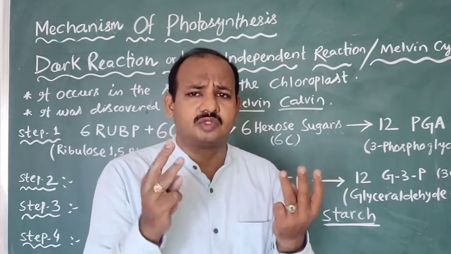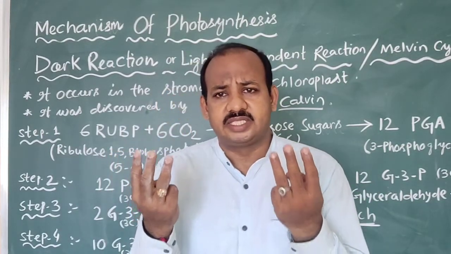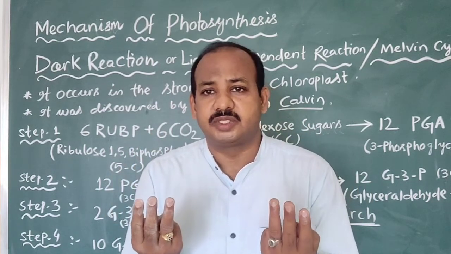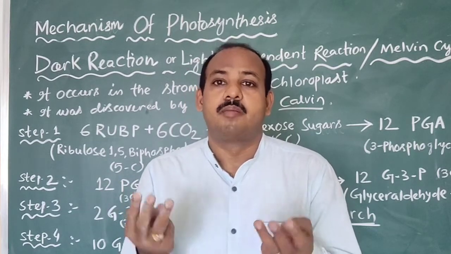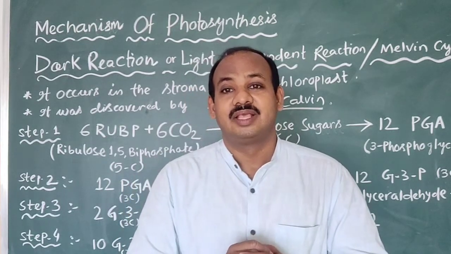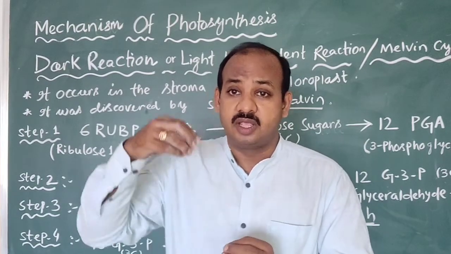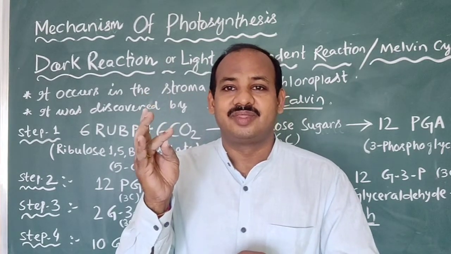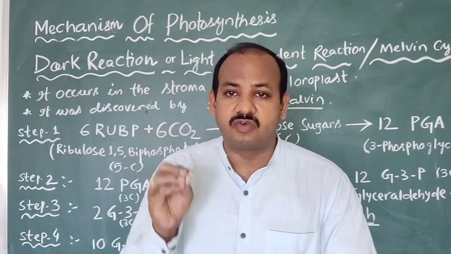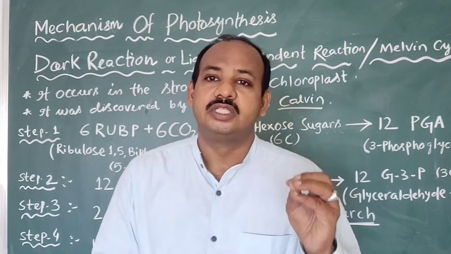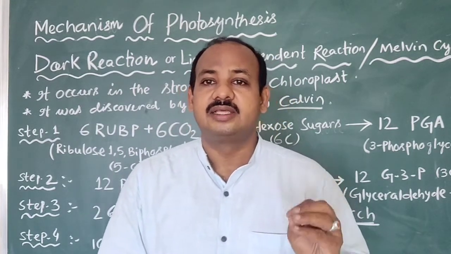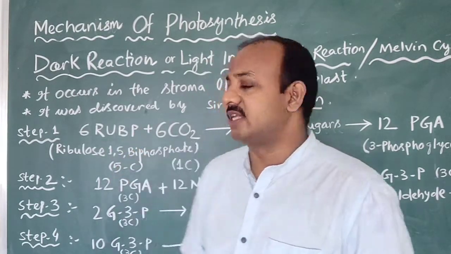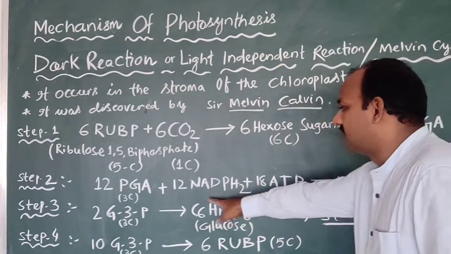So both are 3 carbon compounds, PGA and G3P, glyceraldehyde 3-phosphate, and they are isomers. But for this conversion, the energy, the assimilatory powers which were produced during the light reactions, that is NADPH2 and ATP, are now utilized for the conversion of PGA into G3P. So 12 molecules of PGA will produce 12 molecules of glyceraldehyde 3-phosphate in the second stage.